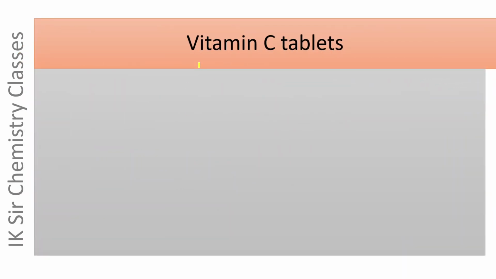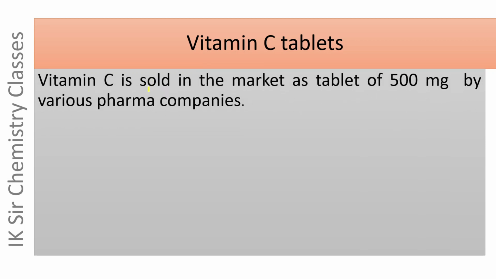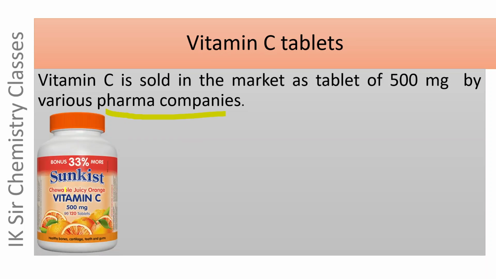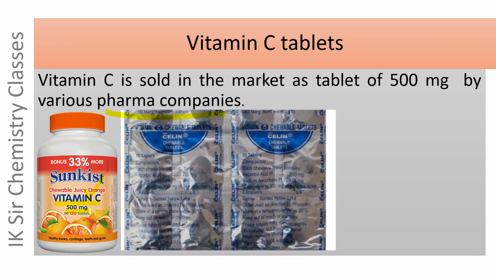Vitamin C tablets. Vitamin C is sold in the market as tablet of 500 milligram by various pharma companies such as Sunkist vitamin C chewable juicy orange tablets. It contains 500 milligram vitamin C, that is ascorbic acid.